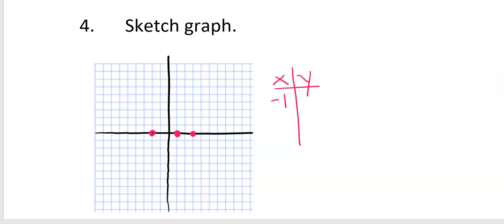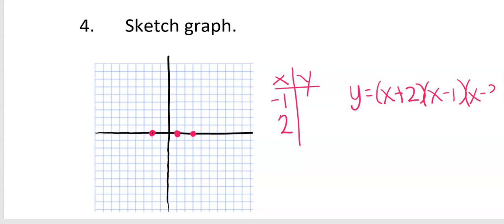And I'm also going to choose something between 1 and 3. I usually try to go halfway, so I'm going to choose 2 for that one. And where we're going to plug it into is the original factored form. So y equals x plus 2, x minus 1, x minus 3. So if I plug -1 in there, -1 plus 2 would be 1. -1 minus 1 would be -2. And -1 minus 3 would be -4. So my number is 8.